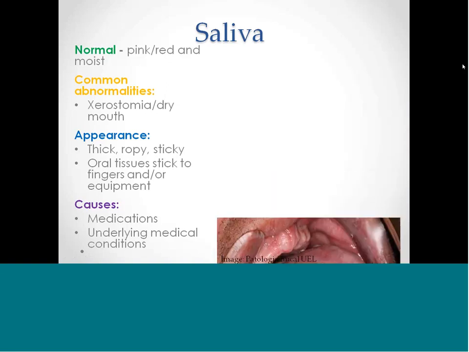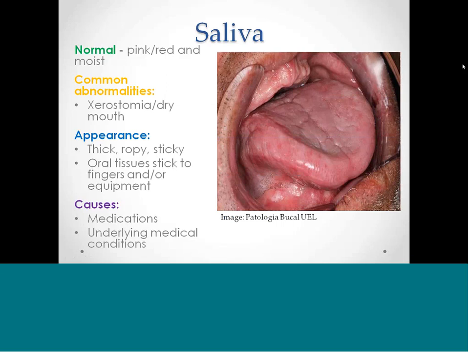Image 3 is an example of severe xerostomia. In severe xerostomia, there is no saliva present. The tissues and tongue will have a very dry appearance and be shiny and red from the lack of hydration.